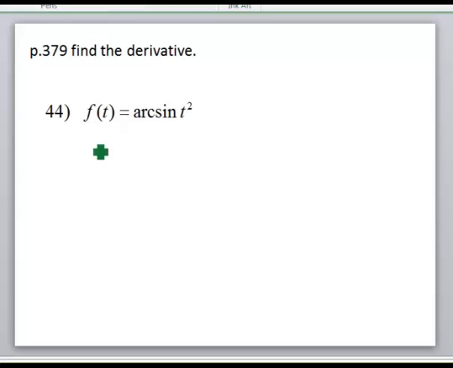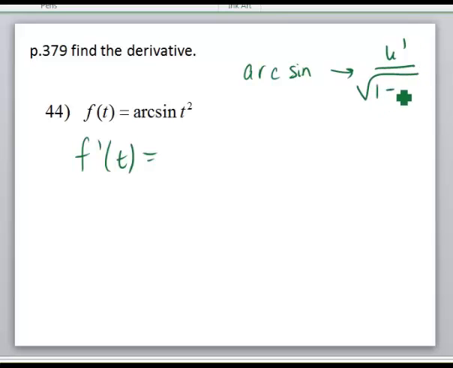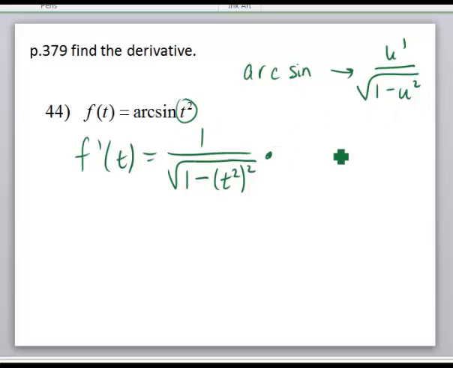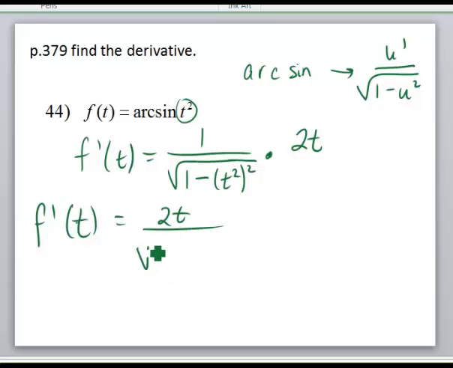We're going to find this derivative. So the way we're going to take this derivative again is arc sine's derivative is u prime over the square root of 1 minus u squared. That's what it said. So we'll write 1 over the square root of 1 minus this term squared. That's what this is, u squared. So this term squared times whatever the derivative of that is, which is 2t. So I could simplify this to be 2t over the square root of 1 minus t to the 4th.